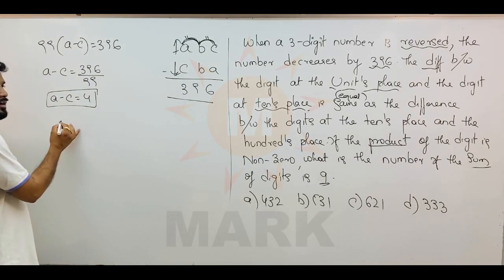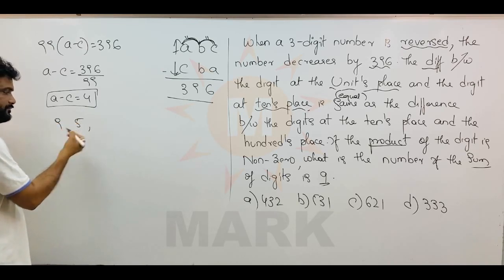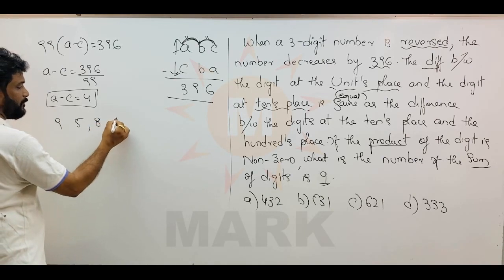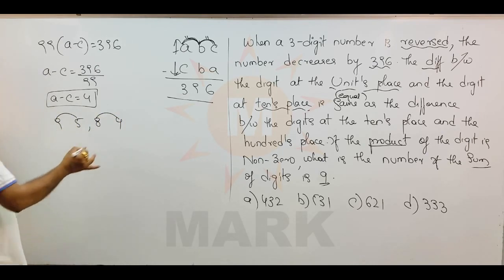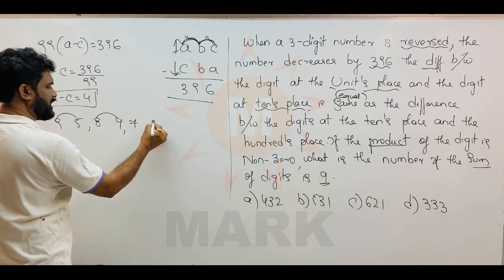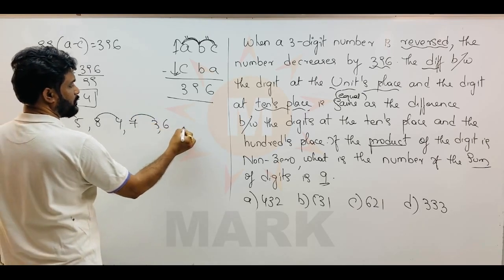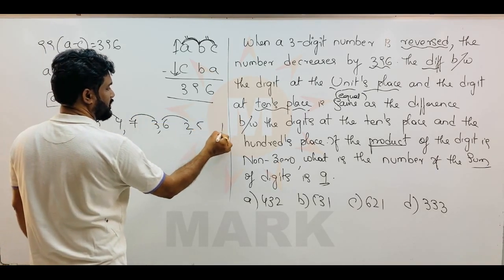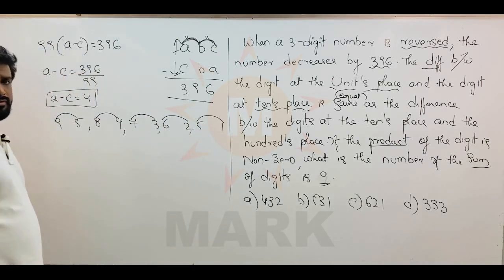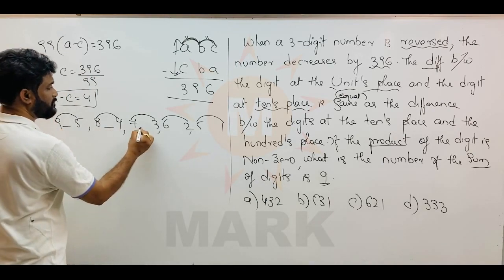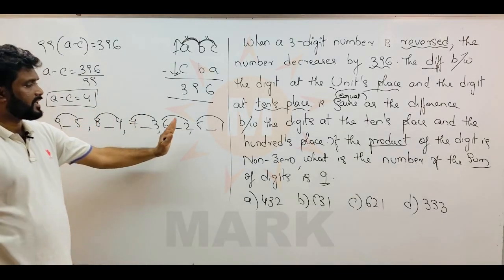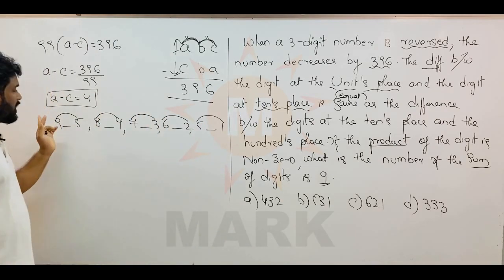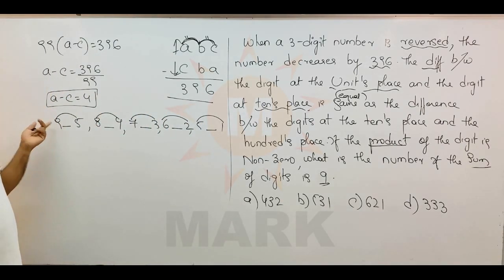First one can be 9 and 5, because 9 minus 5 is equal to 4. Second one can be 8 and 4. I am starting with the highest digit. Next one, 7 and 3, yes, 4. And 6 and 2, that is also 4. 5 and 1, that is also 4. There are 5 options we got: 9-5, 8-4, 7-3, 6-2 and 5-1, because the difference between the hundreds digit and the units digit should be 4. So these are the only 5 combinations.